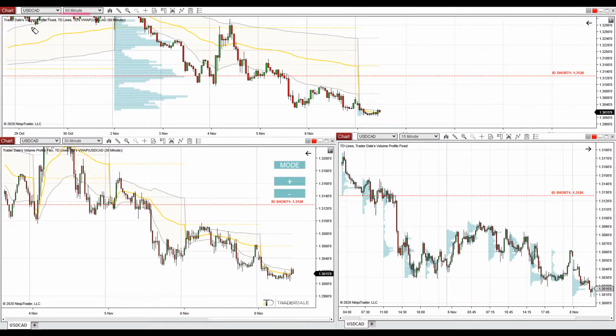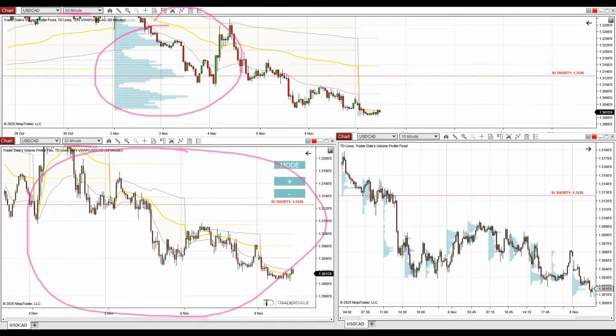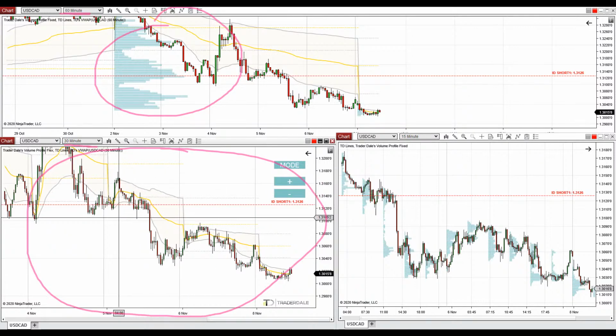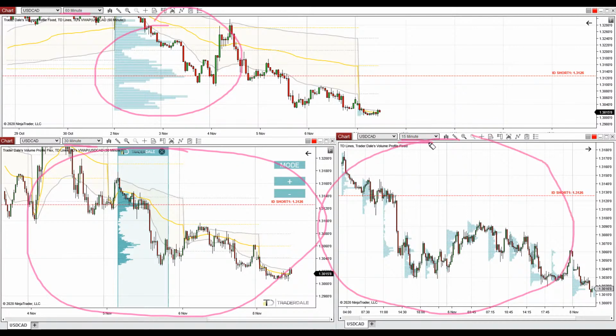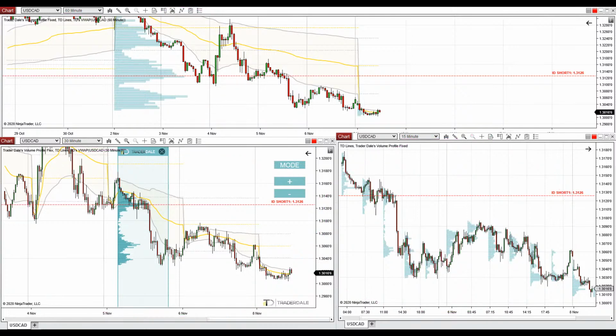This one is a 60-minute chart with weekly volume profile. This one is a 30-minute chart with flexible volume profile. That's a volume profile which you can move around like this. And this chart is a 15-minute chart where I have 4-hour volume profiles. Those are fixed profiles which get automatically printed every 4 hours. So that's for the layout.